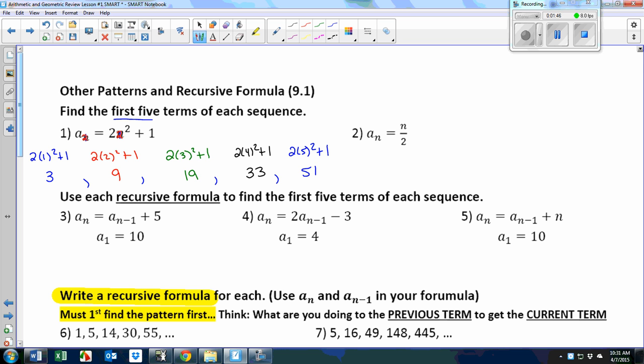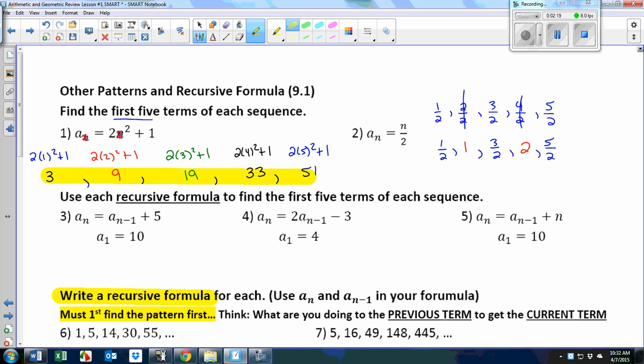Number 2, same thing. Plug in a 1, then a 2, then a 3, then a 4. This gives 1 half, 2 over 2, 3 over 2, 4 over 2, and then 5 over 2, which you want to reduce because 2 over 2 is the number 1. So 1 half, 1, 3 halves, 2, and then 5 halves. Again, you fill up 5 terms of each sequence, and that's an explicit formula because it involves n.